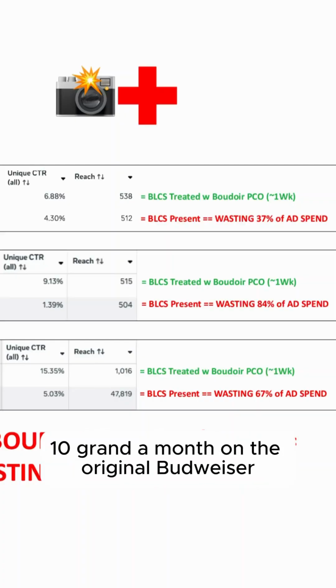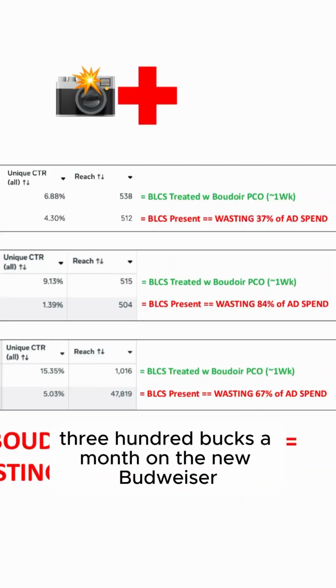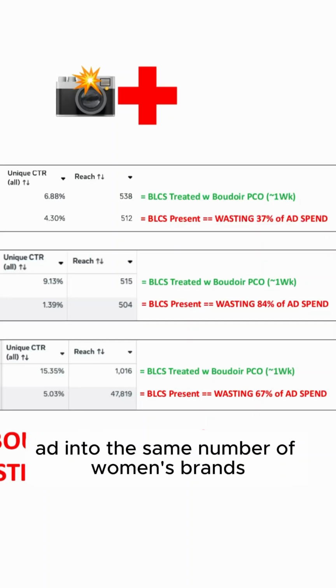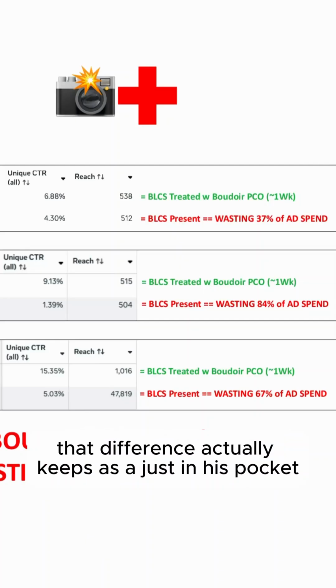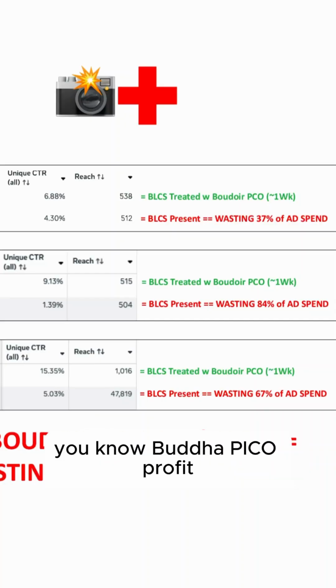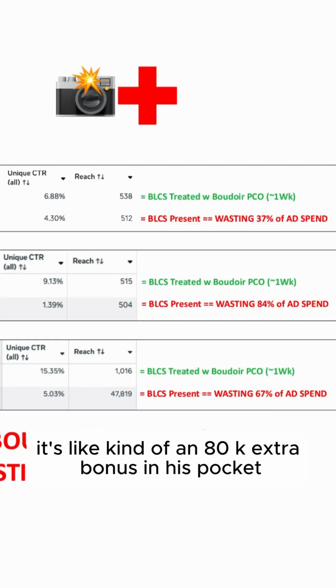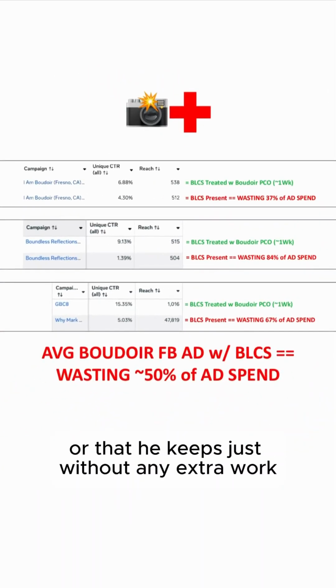So if he was spending 10 grand a month on the original Boudoir Facebook ad, now he only needs to spend $3,300 a month on the new Boudoir Pico treated ad, and he'll get his ad into the same number of women's brains. And that $6,700 a month delta, that difference, he keeps in his pocket. Again, another phantom profit, Boudoir Pico profit, whatever. And after 12 months of this, it's like an 80K extra bonus in his pocket that he no longer has to pay for, or that he keeps without any extra work.